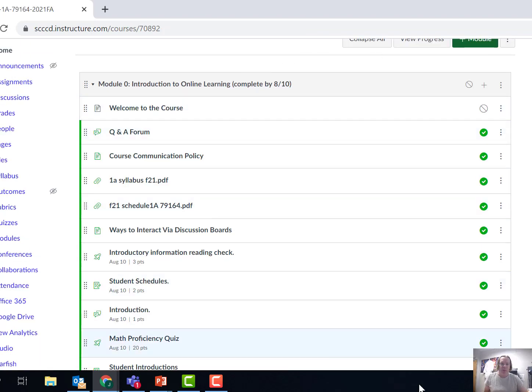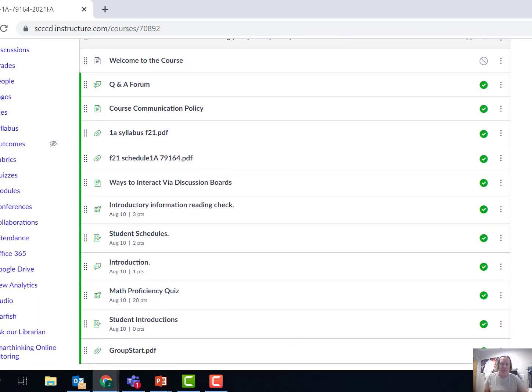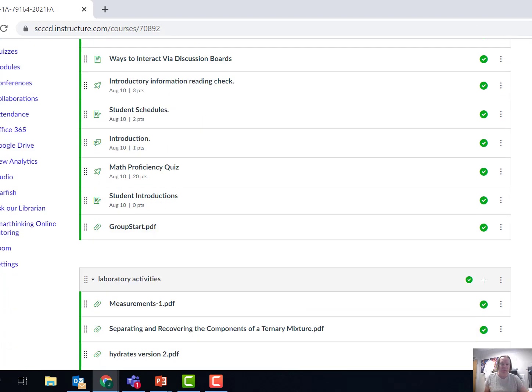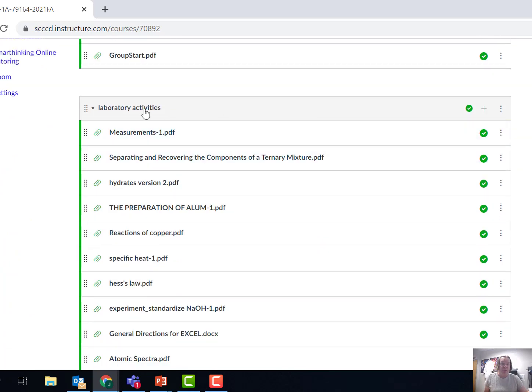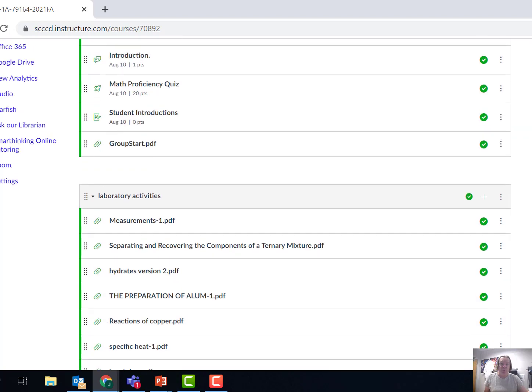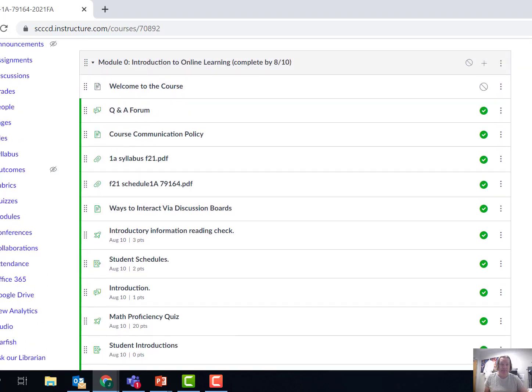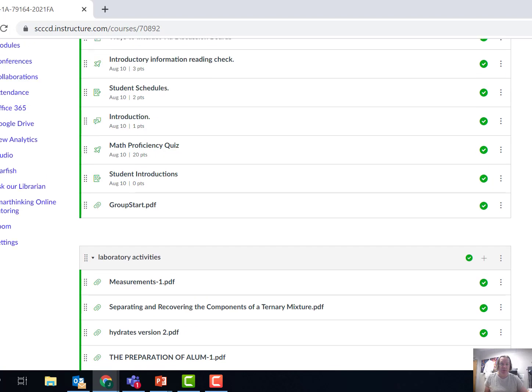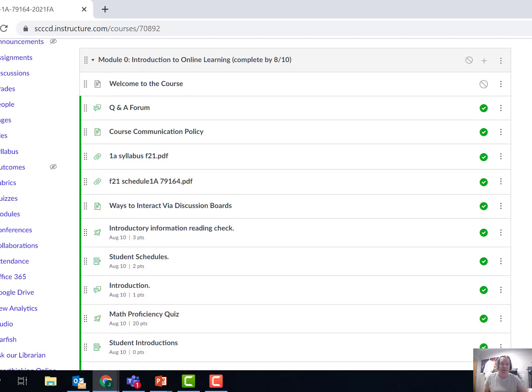So we basically went through module 0, okay? And you saw, this is the stuff that you'll want to have done before the first day of class. And then actually I misspoke there. The laboratory activities are all in their own separate module. So you'll want to be able to get to that and look at the schedule to see which lab you are working on. So that's the second thing.